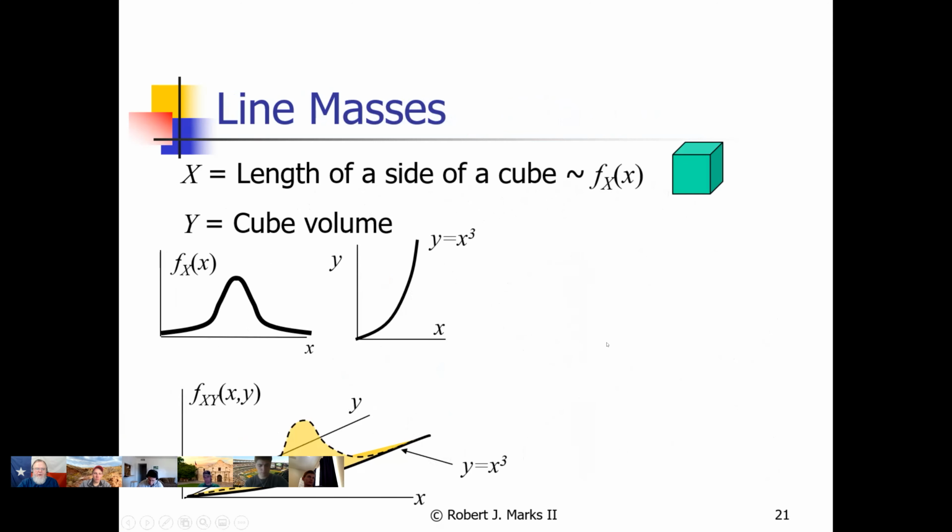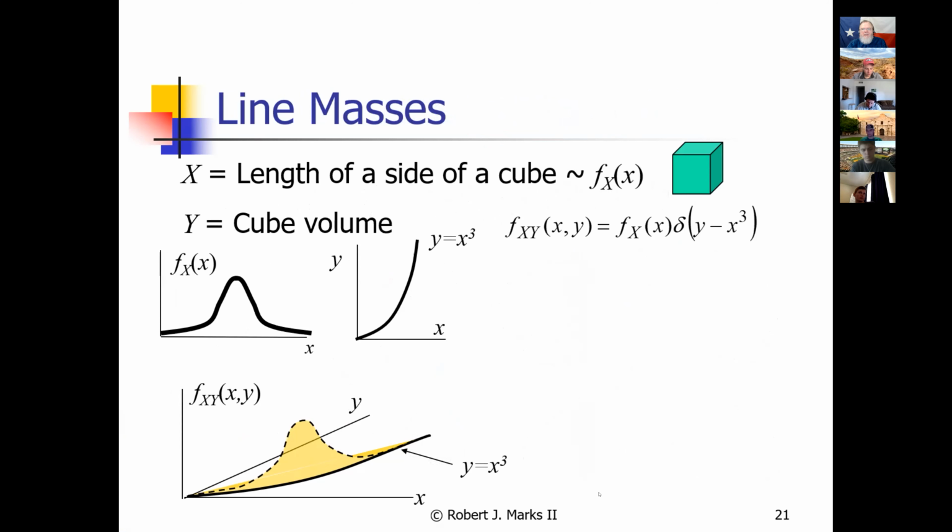Now there are really weird sorts of random variables. We're going to look at one here. Let's suppose that we chose a random variable x, and that random variable x could be anything. Maybe it's a Gaussian, okay? So this is a random variable x equal to this. Now we're going to assume that x is the length of a side of a cube, and we define a second random variable y, which is the cube volume, which of course is that random variable raised to the third power.